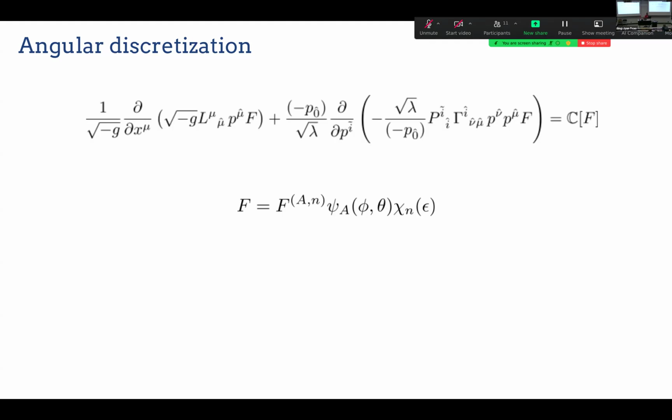And so essentially what we do is take an ansatz for the distribution function, which is a function of this f, which is just functions of position. And then you have some psi a, which is some angular basis function, and then you have chi n's, which are some energy basis functions. Just generic basis functions, we'll choose them specifically later on, and you substitute it into the Boltzmann equation and integrate over phase space.